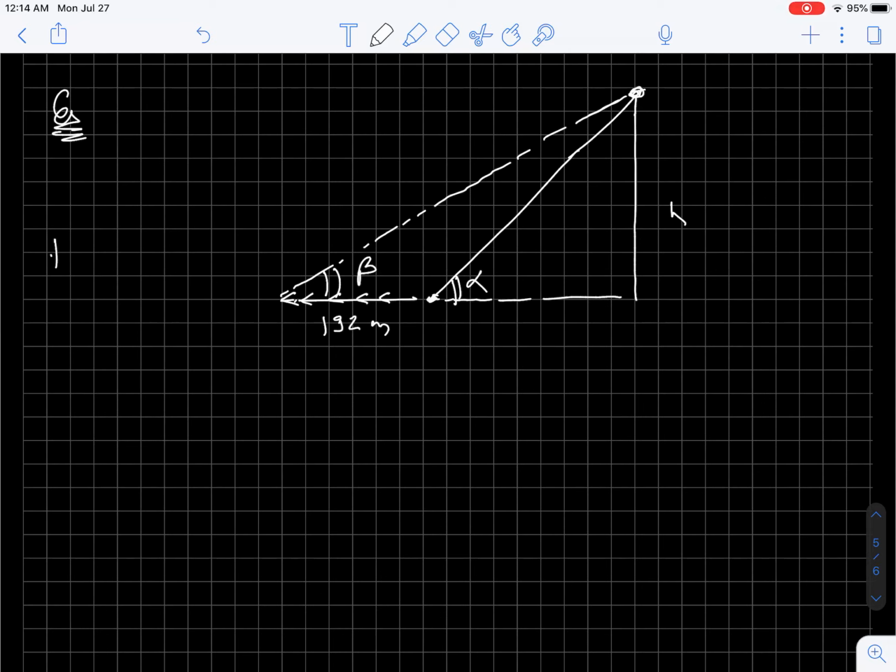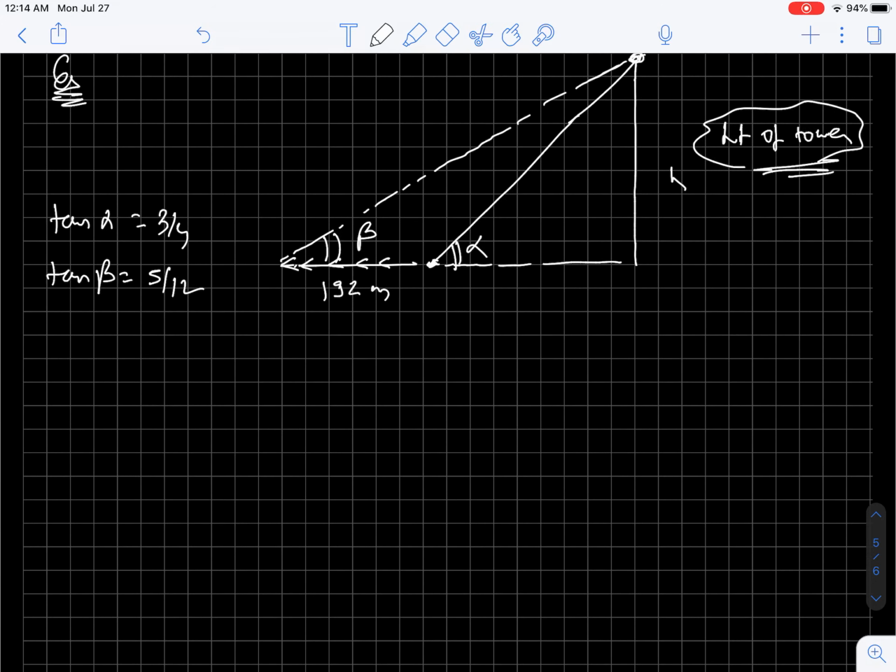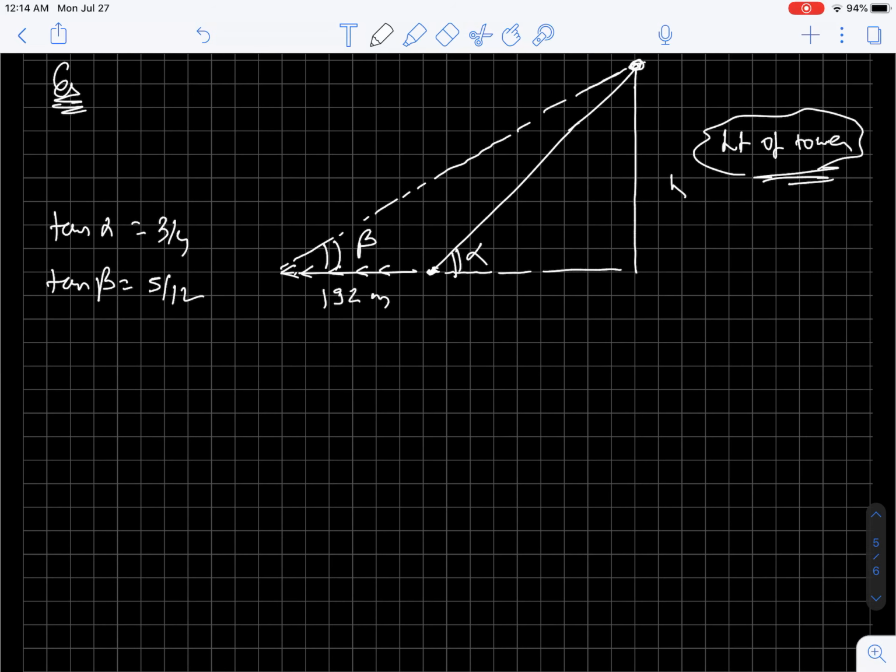Now they are saying tan alpha is equal to 3 by 4, and going backward, tan beta is equal to 5 by 12. Now, they want to know the height of the tower, the famous question of Al-Biruni. You can find it in a very easy way. I have already discussed the formula with you, but apply it again.